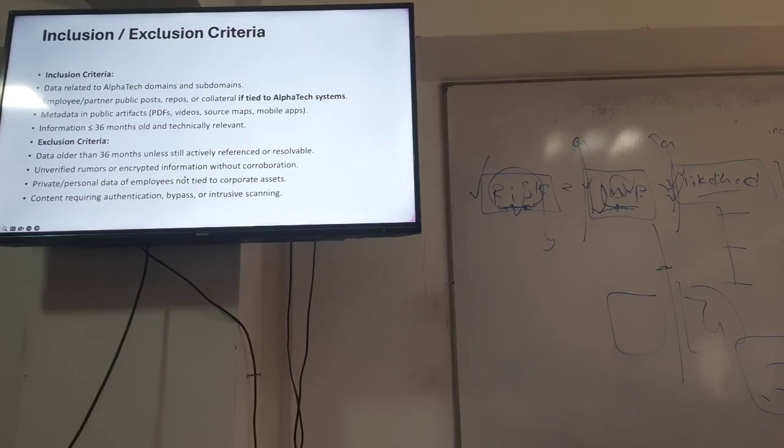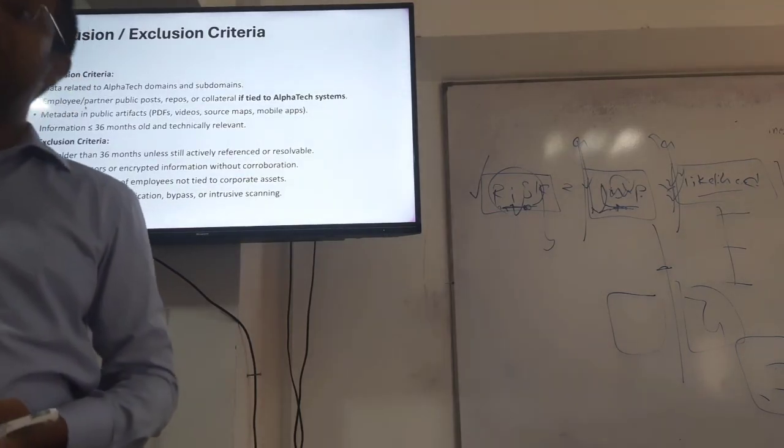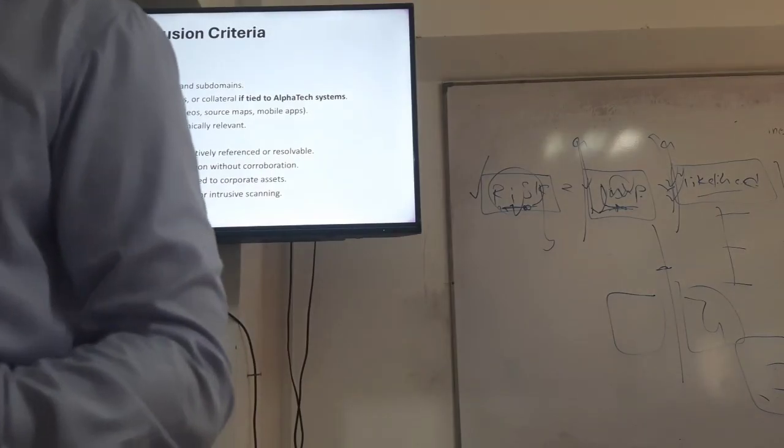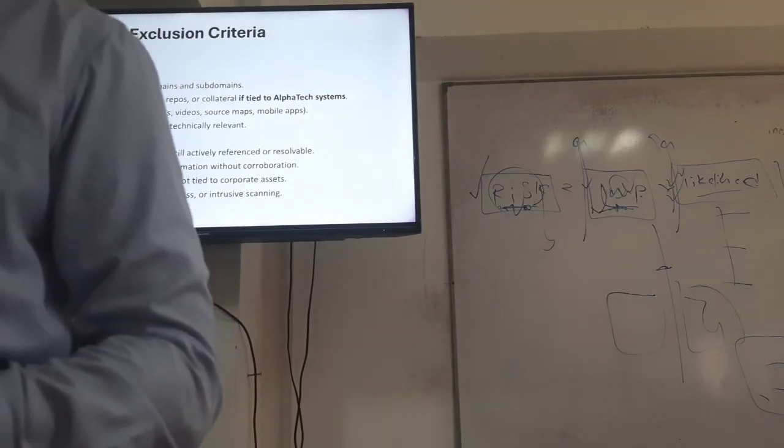So encrypted information, also encrypted information without corroboration. So private and personal information. So all of these are taken as excluded and these are included. This is very important in actual projects also because you would see that the easier part in most of the project is the data capturing and the data scraping.